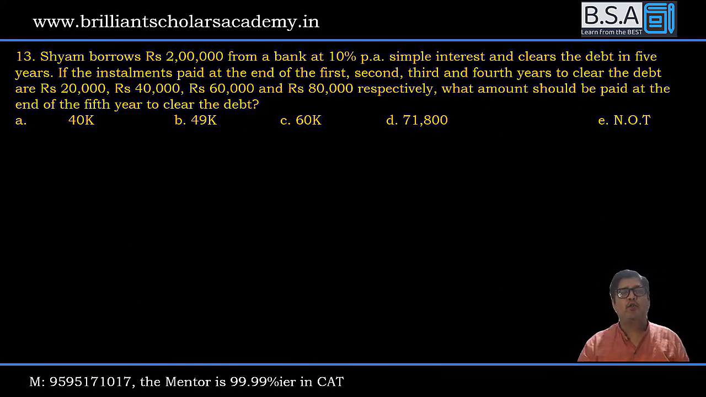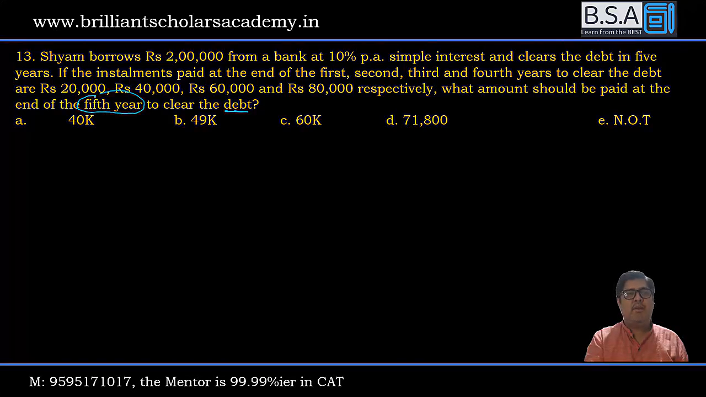Sham borrows rupees 2 lakh from a bank at 10% per annum simple interest and clears the debt in 5 years. If installments paid at the end of first, second, third, and fourth year to clear the debt are 20,000, 40,000, 60,000, 80,000 respectively, what amount should be paid at the end of fifth year to clear the debt?